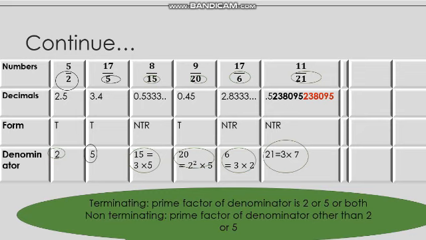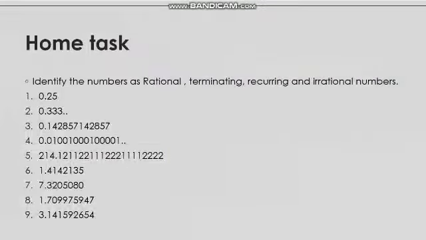So basically this is enough for today, and here is the home task for you. You have to identify the numbers as rational, terminating, recurring, and irrational numbers.